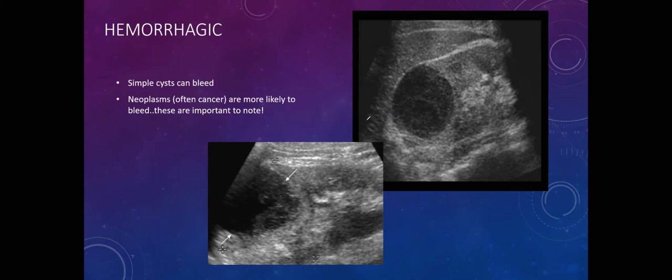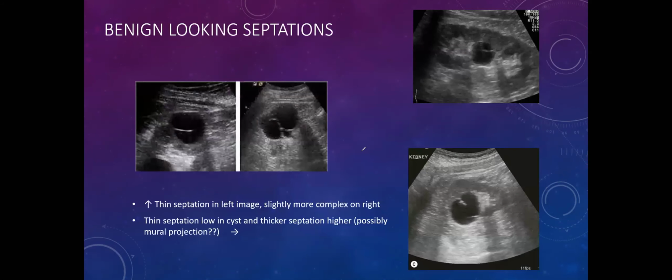Chances are these were simple cysts, but since they've bled, that is more concerning. Man, I had a hard time finding really benign looking septations. Really hard time finding that. I found them in other organs, ovaries for sure, and some other organs, but on the kidney, very difficult. So thin septation, left image, slightly more complex on the right, but for the most part, fairly benign looking on the second image here.